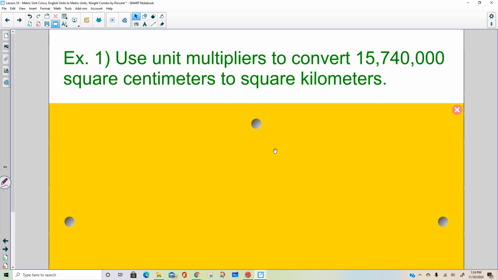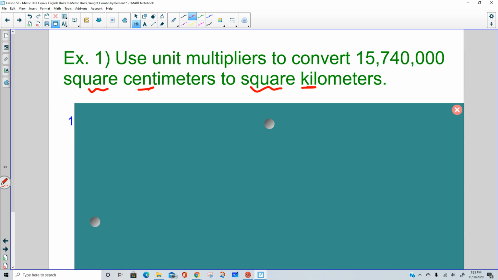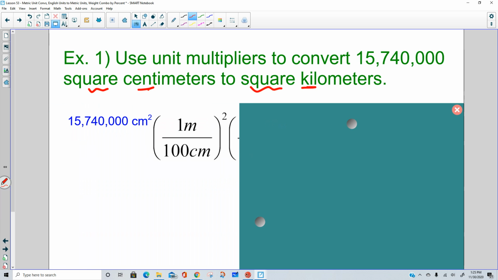Okay. Example 1. Use unit multipliers to convert 15,740,000 square centimeters to square kilometers. So this is all in the metric system. So centimeters to kilometers. We have square units. So we're going to talk today about kind of combining 2 unit multipliers that are squared into a single one.